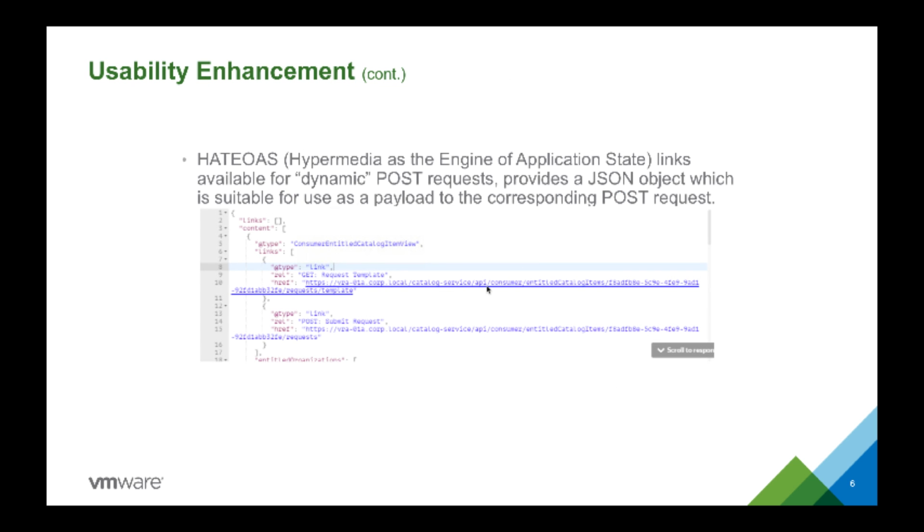So to do that, what we introduced is Helios into the product. So these links, like I said, will have a template, a URL for getting the actual properties that you need, and then a post URL. So it makes the process of traversing the API and understanding what you need for the request and where to actually post that request much easier, as opposed to constantly referring back to the documentation to do that.